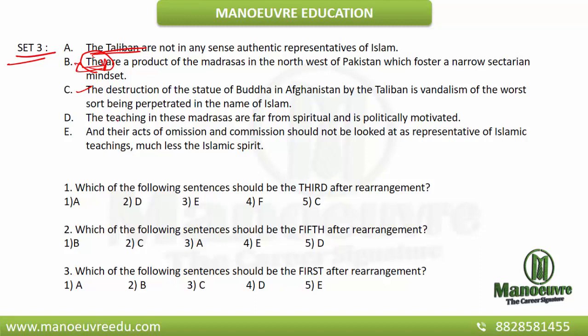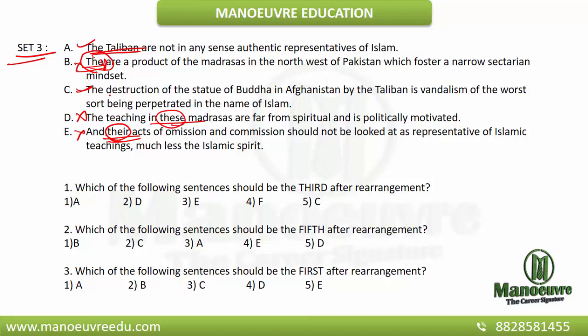"The teaching in these madrasas." Now here, these madrasas means I've already mentioned something about madrasas before, and these madrasas comes next in line after that. So this cannot be my opening statement. "And their acts of omission and commission." Their acts means I'm talking about some group, some people, and their acts. So this also cannot be my opening statement. What am I left with? I'm left with statement A and statement C to find out which of them is my opening statement.